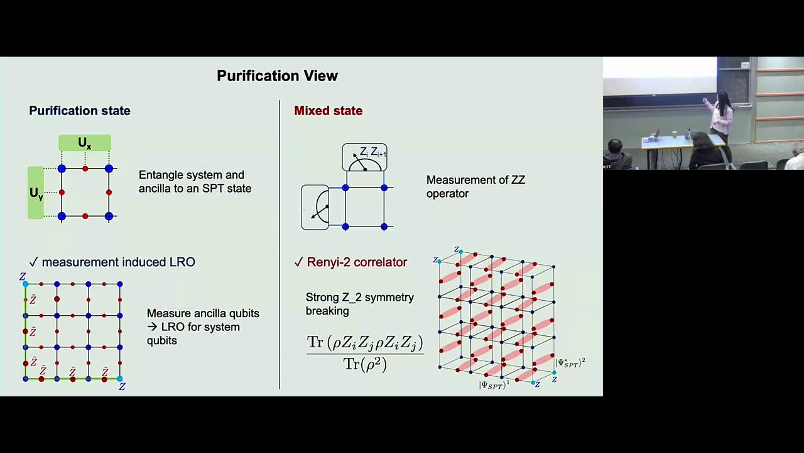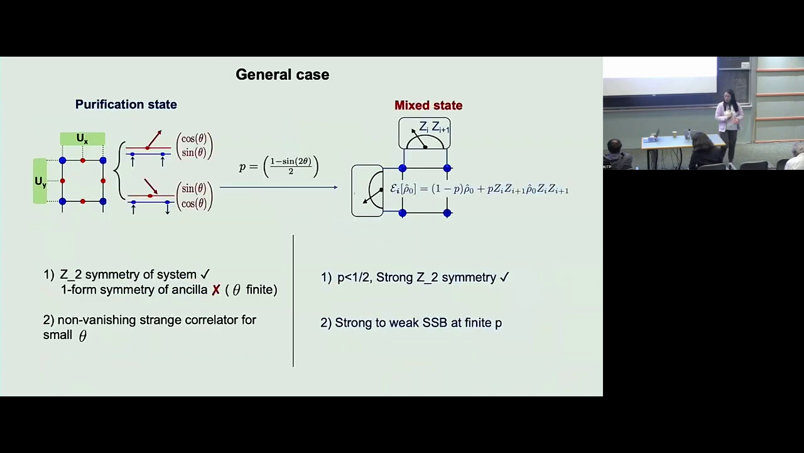But this is a special case where theta is 0 and p is 1/2. What about a more general case? For p smaller than 1/2, it turns out that the decoration of the domain walls here is not perfect. They're not orthogonal to each other.